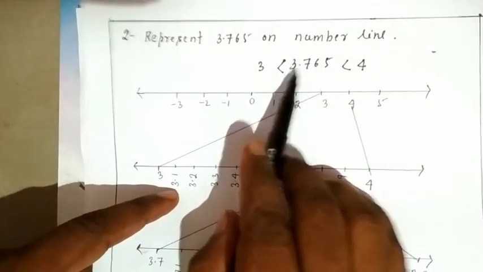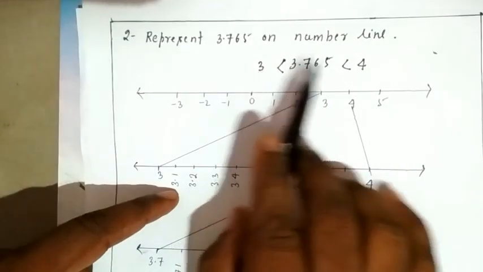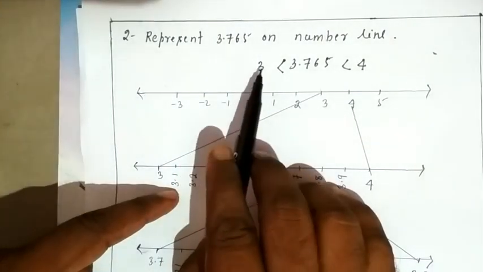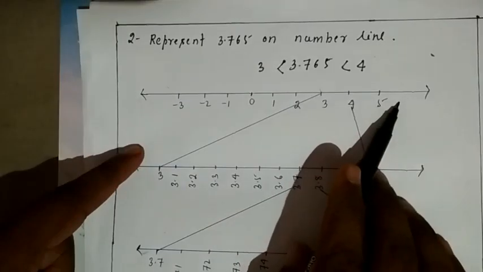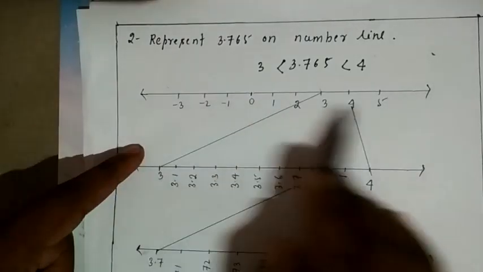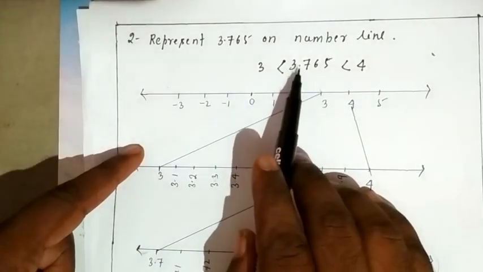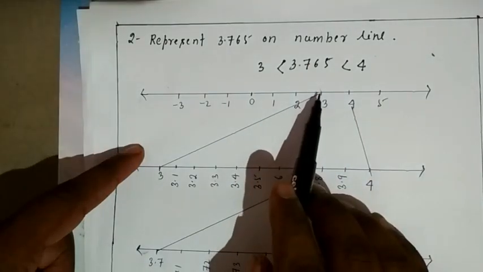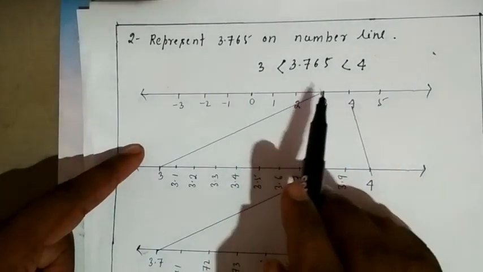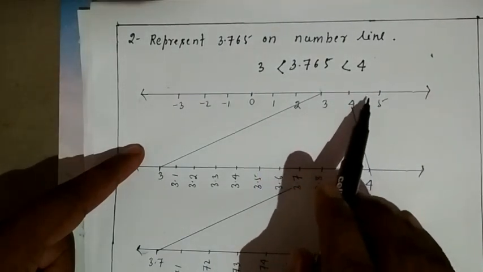So 3.765 will lie in between 3 and 4. In between 3 and 4. Now draw the number line. You know how to draw the number line. So I have drawn here a number line, and our required number 3.765 will lie at the portion in between 3 and 4 on the number line.